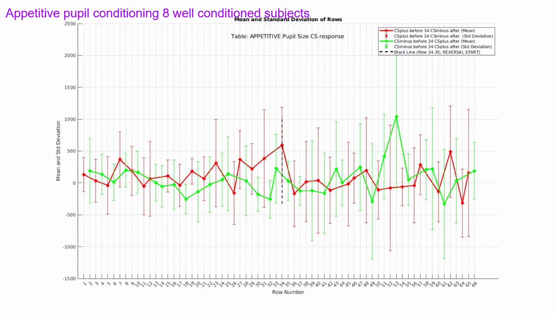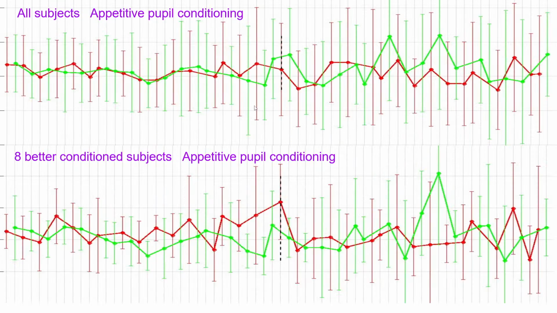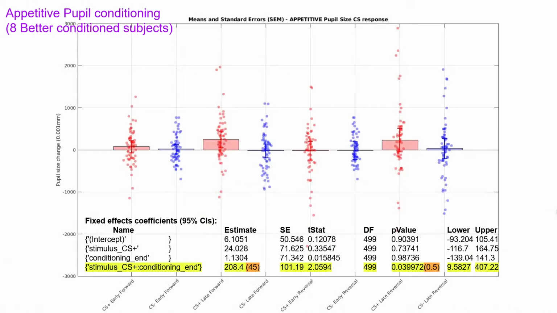Now let's look at the appetitive. For the pupil side, there was no appetitive conditioning for all the subjects, but when we analyze these 8 subjects, here is how it looks. Here the red line is pretty much better, and the green as well. And here we can see the pattern is completely different. Here we can clearly see that there is an appetitive conditioning at the end of the experiment.